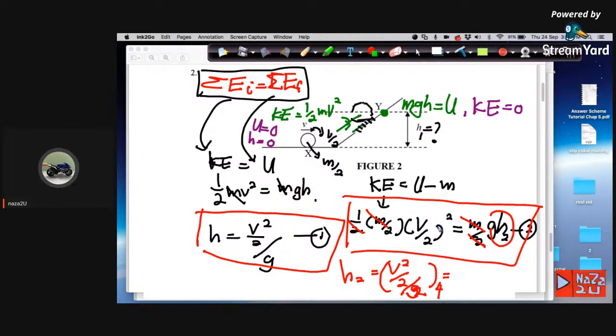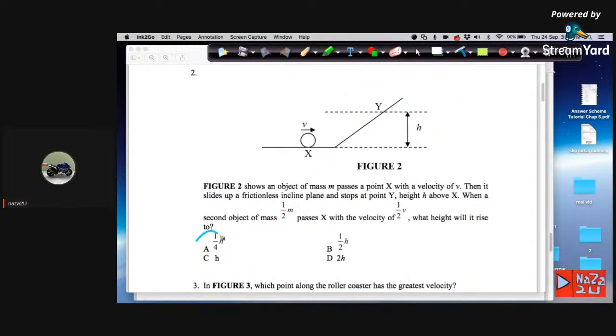Ini matematik, kamu guna dua persamaan sini, so kamu akan dapat sini, this is H1. So kamu akan dapat H2 is equal to H1 over 4. Right? So, kalau kita tengok jawapan dia, jawapan dia adalah A kan? H over 4. Okay, question number 2.